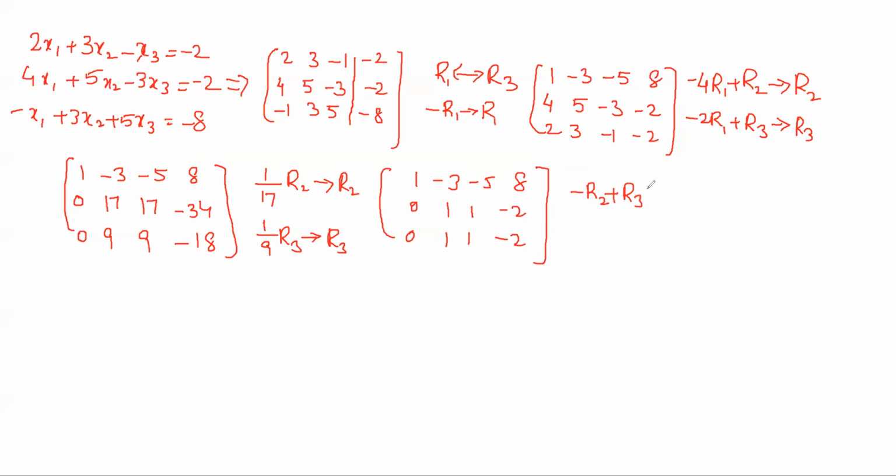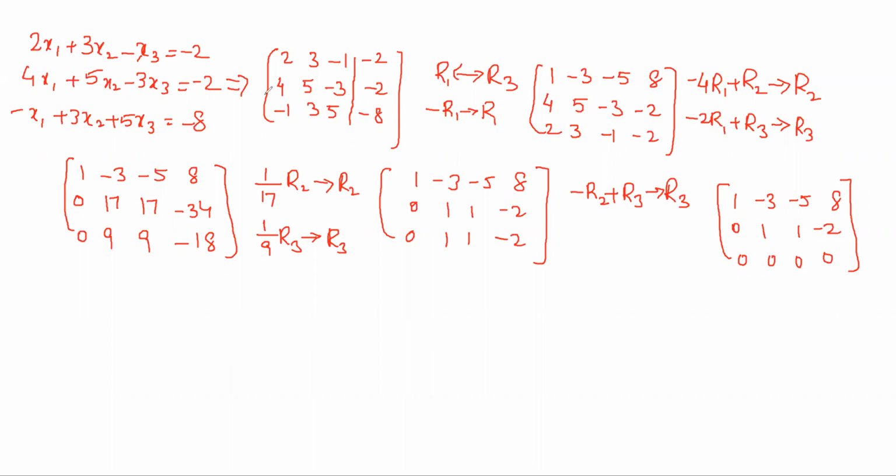Okay, and then add it to row 3, and then it will be the new row 3. So it will be 1, minus 3, minus 5, 8, and then 0, 1, 1, minus 2, and then 0, 0, 0, 0. So the third row will be entirely 0. Okay, and that 0 is equal to 0. So this means that we are not getting any unique solution over here.